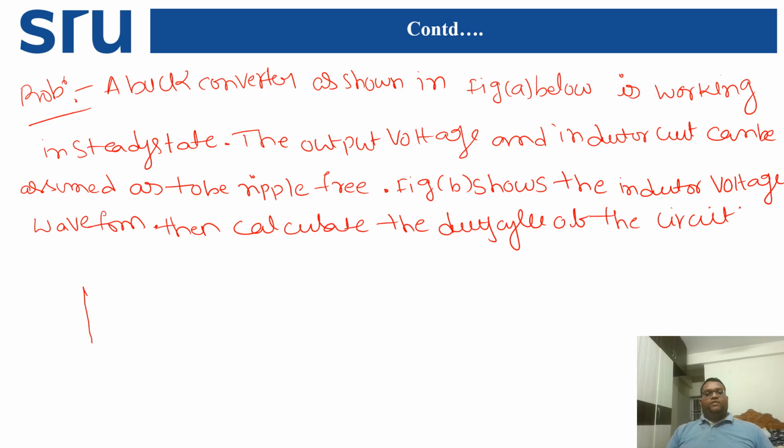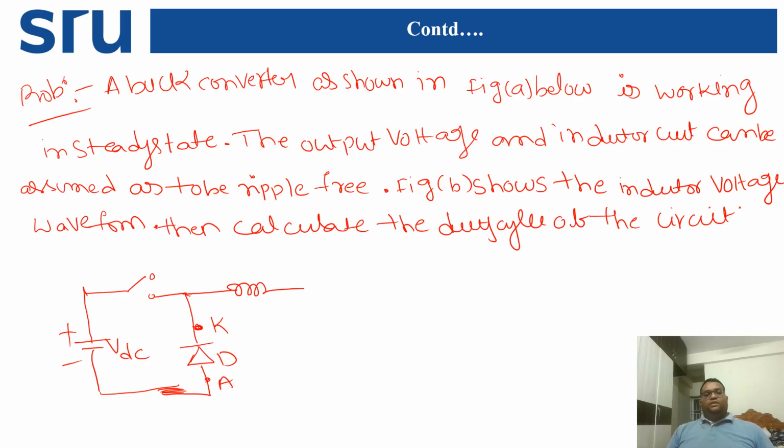First, we know the buck converter circuit. What is the circuit he has given? This is the buck converter circuit, and this is the switch he has given here. Next, this is a diode, then after that this is VDC, plus minus. This is the diode, this is anode, and this is cathode. And after that, there will be an inductor, and after that, there will be a capacitor.